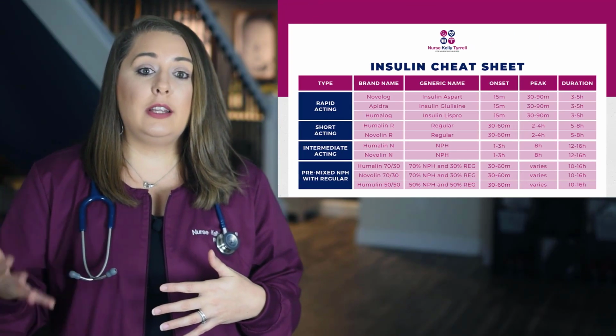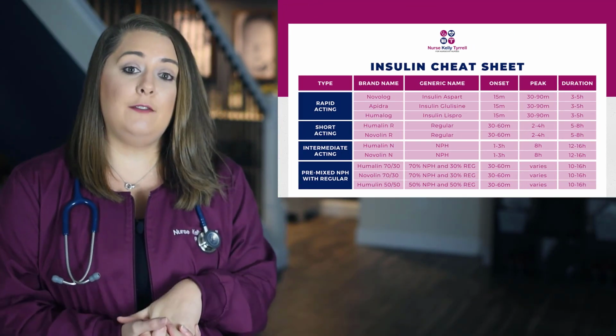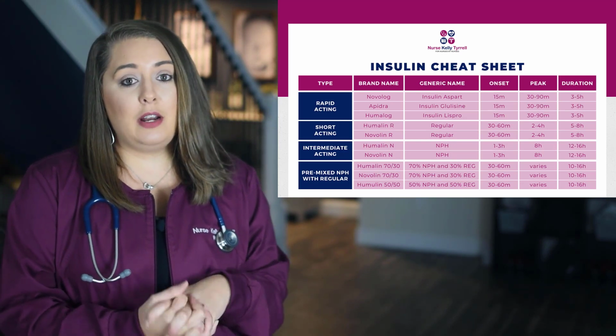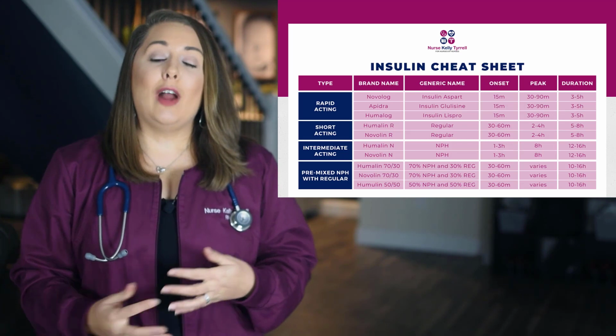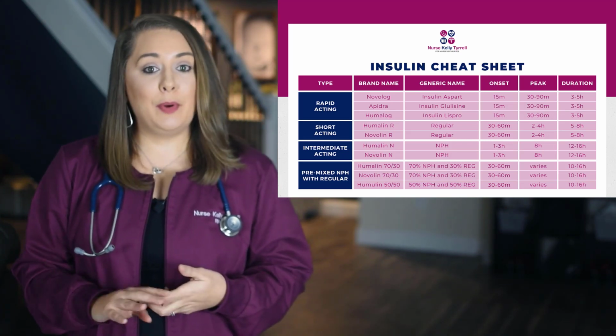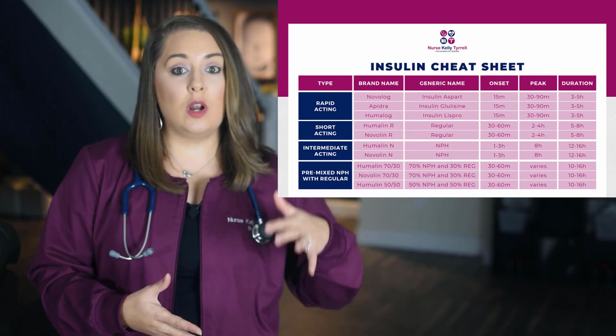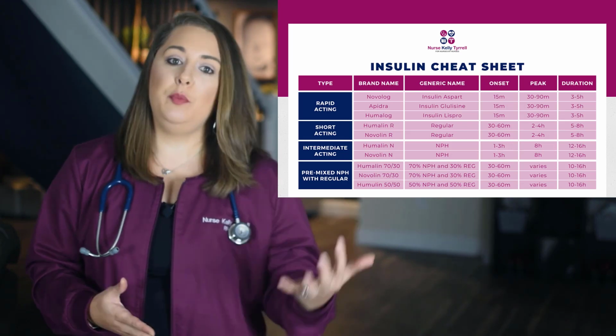So these are going to be your clear insulins, and they have an onset of 15 minutes, a peak time of 30 to 90 minutes, and a duration of 3 to 5 hours. Rapid acting insulins include Aspart or Novolog, Glulisine or Apidra, and Lispro or Humulog.